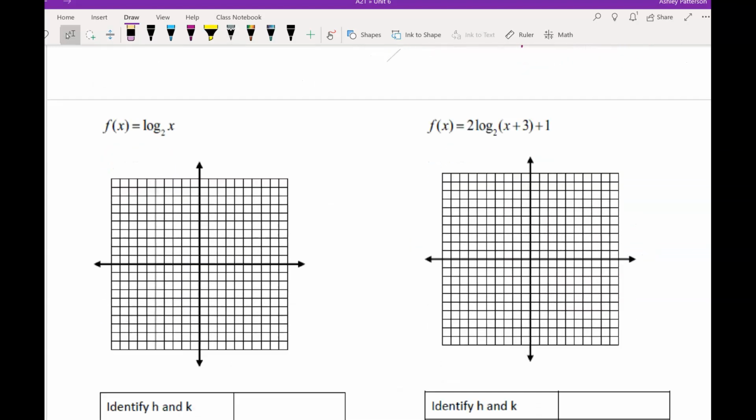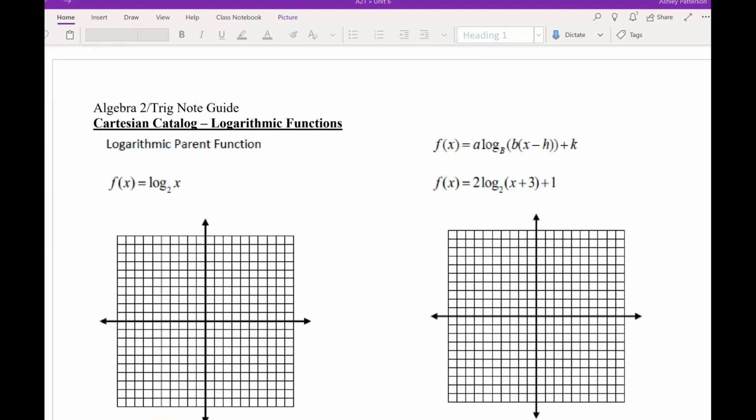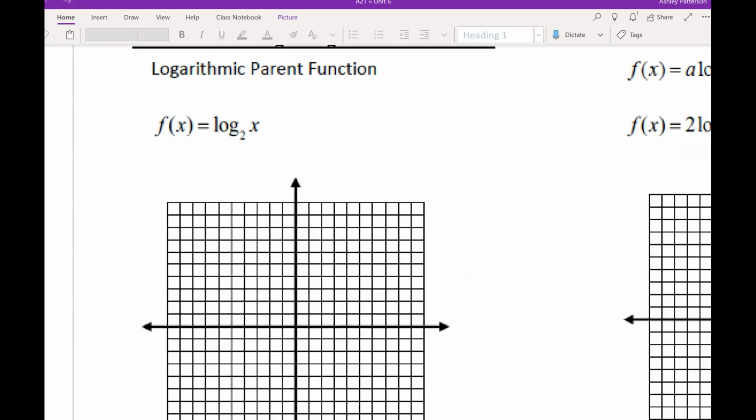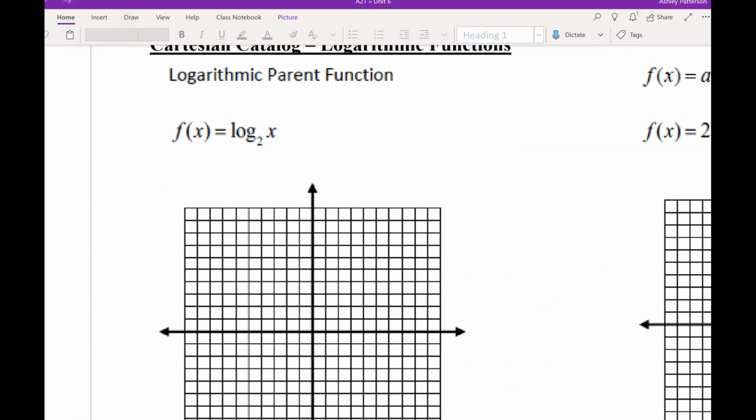All right, so there's a little introduction to it. Let's get right into graphing these two examples. Enter in our Cartesian catalog. All right, so as we saw on the note guide for base 2, that's what we're going to be using as our guide. Okay, let's go ahead and create the x and y table as if we haven't seen this before. Now, with logarithmic functions, we have to most certainly identify the base. For us, this is going to be log base 2. So, what am I going to do? Well, I'm going to create my x and y table.